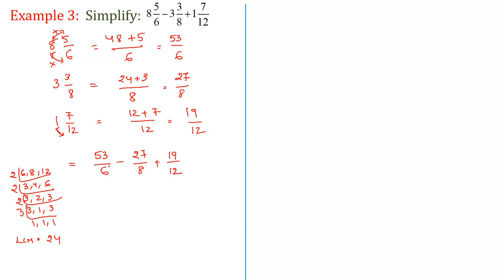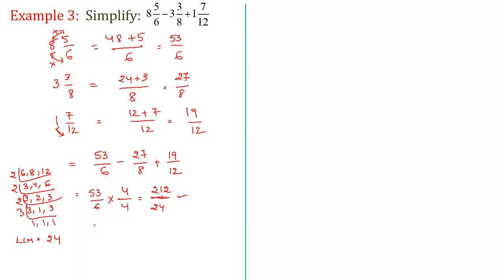So LCM is 24. Take the first fraction now, 53 by 6, and convert it with the LCM as the denominator, 24. By how much do you have to multiply the denominator 6 to get 24? 6 4s are 24. It's very easy. So multiply both numerator and denominator with 4. 53 4s are how much here? 212 you get. So now the first fraction is 212 by 24.